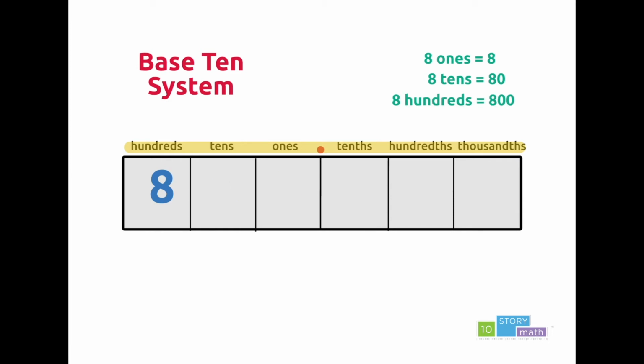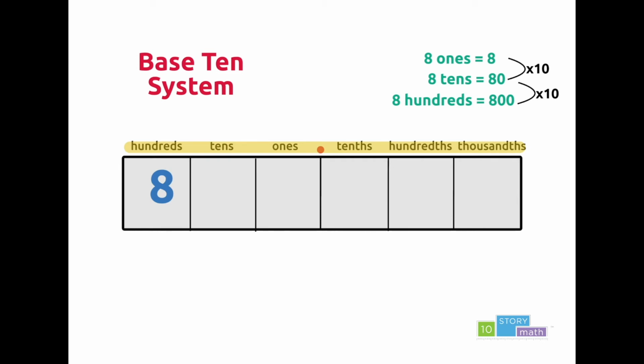Perhaps you noticed that each time I shifted the digit 8 one spot to the left, the value increased by 10 times. 8 times 10 equals 80. 80 times 10 equals 800. Every time we are shifting one spot to the left on the place value chart, we are multiplying by 10.